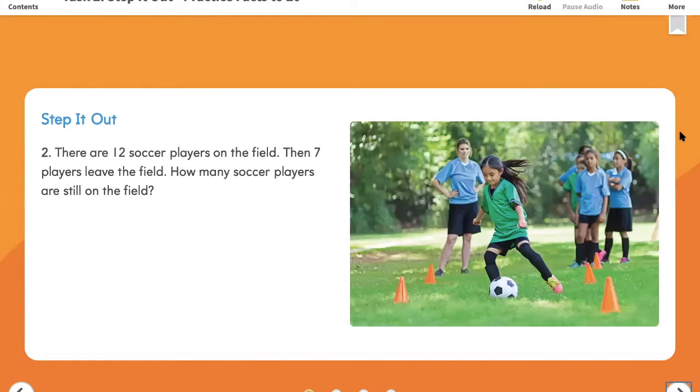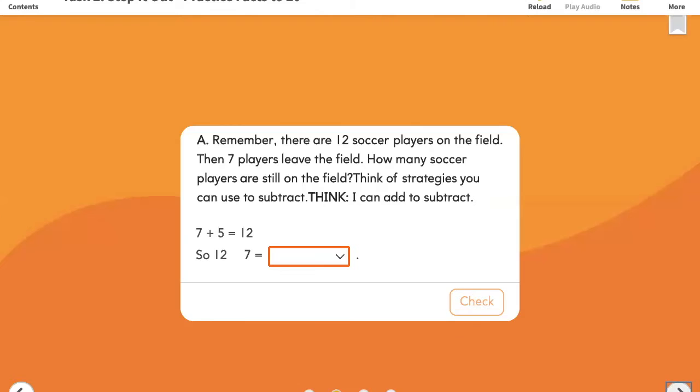Let's turn to page 404. Step it out. There are 12 soccer players on the field. Then 7 players leave the field. How many soccer players are still on the field? Letter A says, remember, there are 12 soccer players on the field. Then 7 players leave the field. How many soccer players are still on the field?